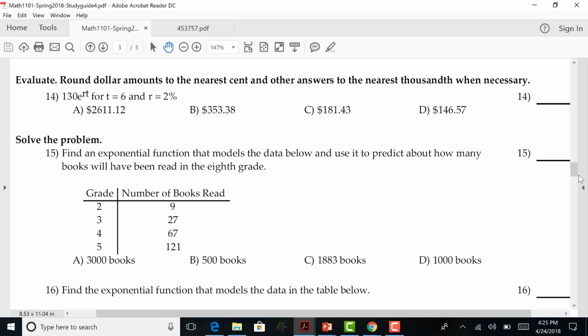Somebody tell me what this is once you put it in the calculator. How much money do you have in 6 years? 146.6. Well, I could have made that much extra money just by tutoring extra, rather than waiting 6 years. Does the interest rate impact how much money you're going to get? Yes, absolutely. 2% is nothing.